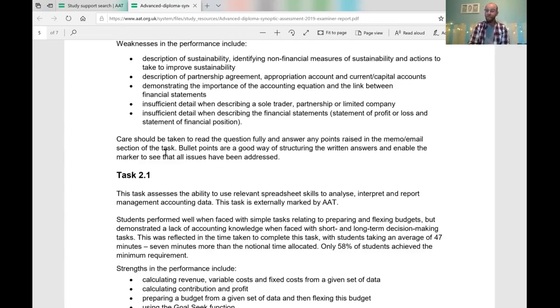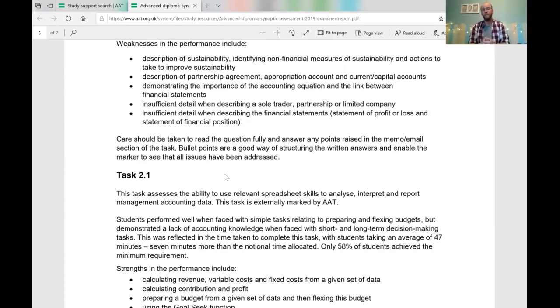Okay. And then a final note just on task 1.3, and this comes up an awful lot in the examiner's reports. Care should be taken to read the question fully and answer any points raised in the memo or email section of the task. And it says that bullet points are a good way of structuring the written answers and enable the marker to see that all issues have been addressed.